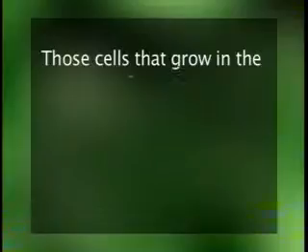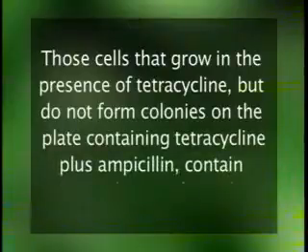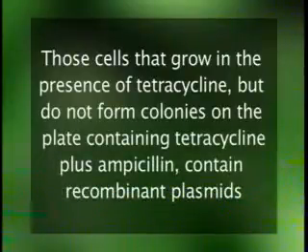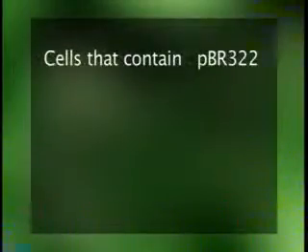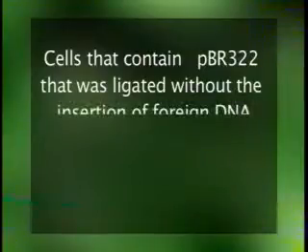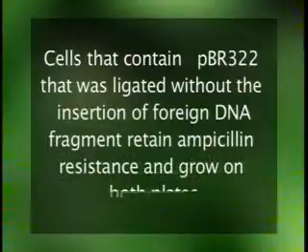Those cells that grow in the presence of tetracycline but do not form colonies on the plate containing tetracycline plus ampicillin contain recombinant plasmid. As you already know, the ampicillin resistance element becomes non-functional with the insertion of foreign DNA. Cells that contain pBR322 that was ligated without the insertion of a foreign DNA fragment retain ampicillin resistance and grow on both plates. Identification of recombinant clones requires selection followed by screening.